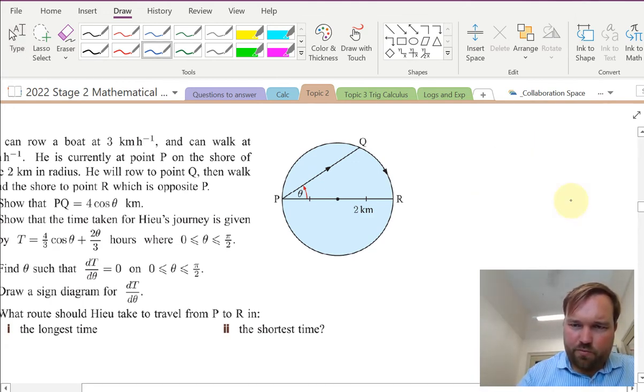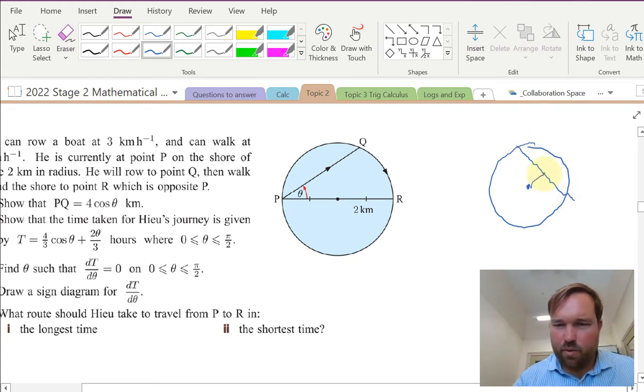Sorry, my pen has just gone very strange. Right, you have a chord and you bisect the chord. Don't know why my pen looks like my heart rate. I swear my hand's not shaking.